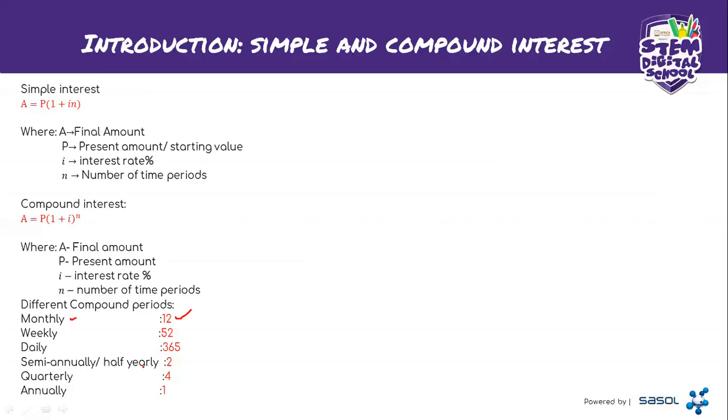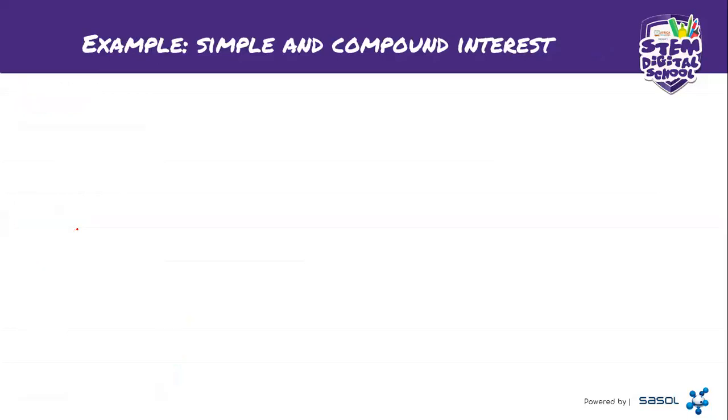But they only apply on the compound interest. When you're using this formula here, that's where we're going to be using those compound periods, all right? Then let's go and see what we can have. We have an example under simple and compound interest, and then let's see the scenario that we can have.